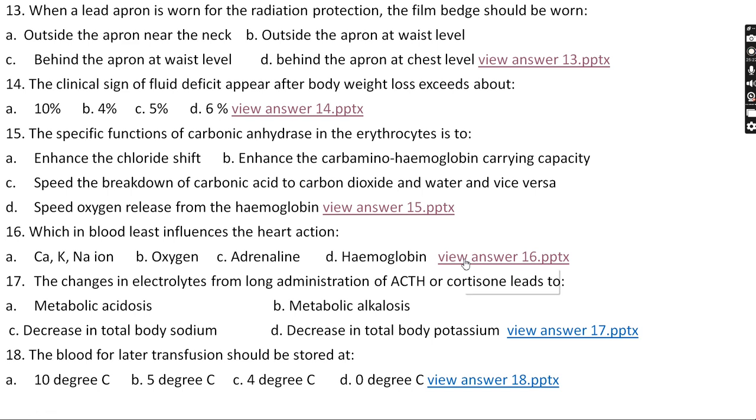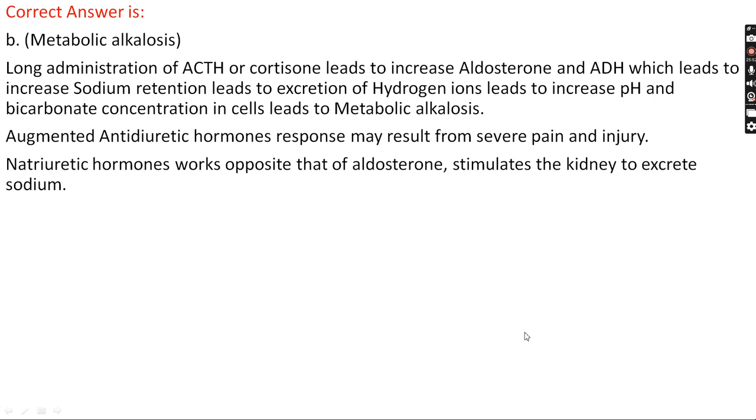Question number 17. The change in electrolytes from long administration of ACTH or cortisone leads to option A, metabolic acidosis, option B, metabolic alkalosis, option C, decreasing total body sodium, or option D, decreasing total body potassium. The right answer is that it leads to metabolic alkalosis.